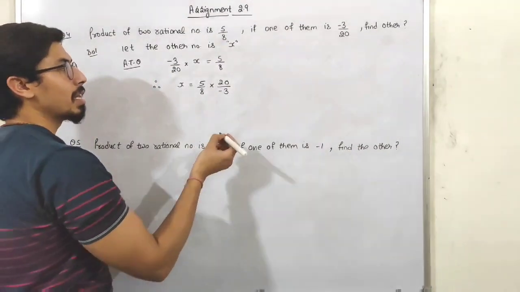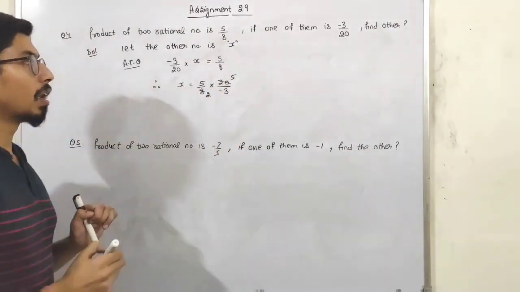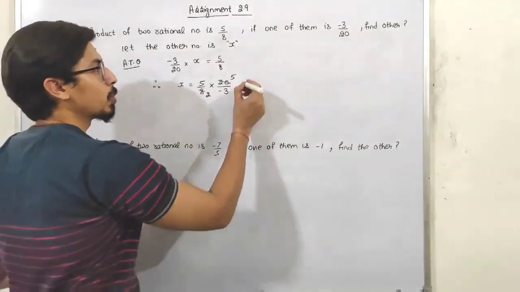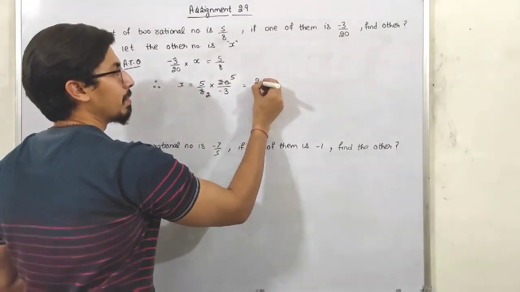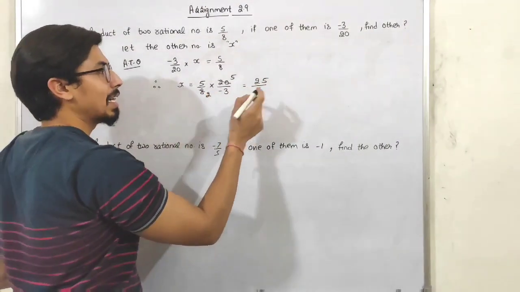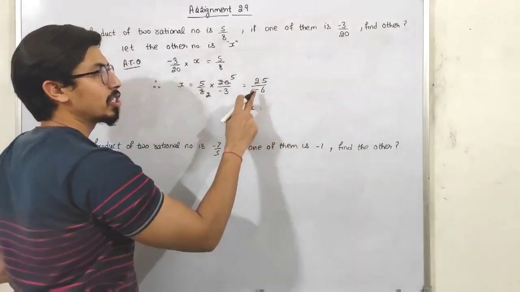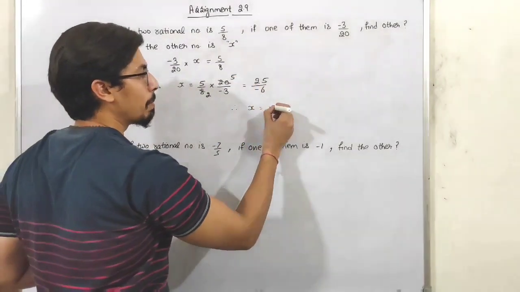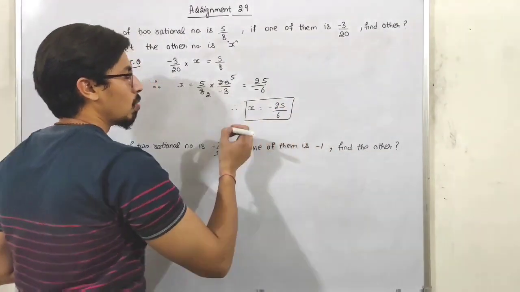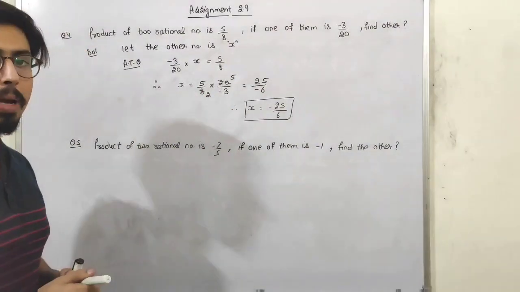So if it is cancelled out, 4 fives are 20, 4 twos are 8. Now no other number is getting cancelled out, so just multiply them. So it will be 5 fives are 25. 3 twos are 6, with the negative sign, that is minus 6. Therefore, x is equal to, we can shift this negative sign upwards. So it will be minus 25 by 6. Okay. So the other number, that is the second number, is minus 25 by 6.